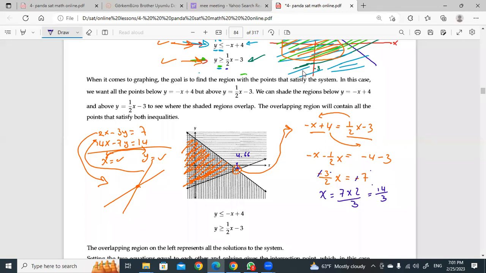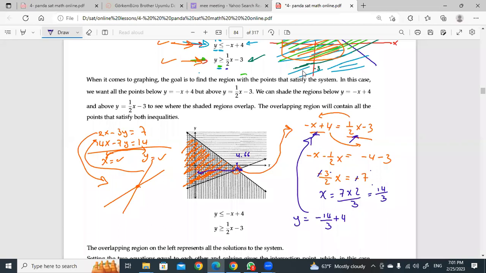Okay? If you want to get the y-coordinate of this point, you will substitute in any of the equations, even here or there. So it will be negative 14 over 3. I substitute in this one, plus 4, and I will get the y of this coordinate. So I will get the y of this point.